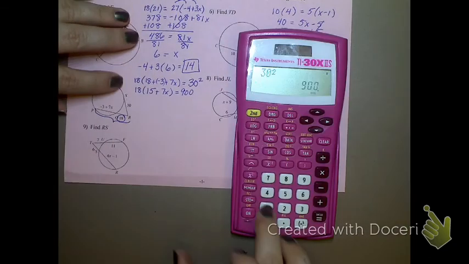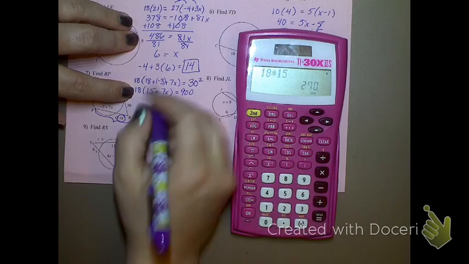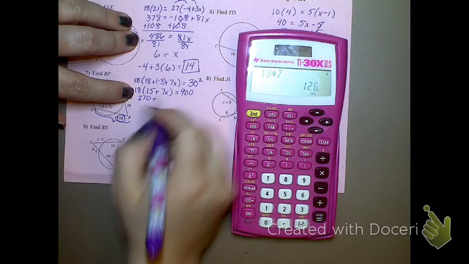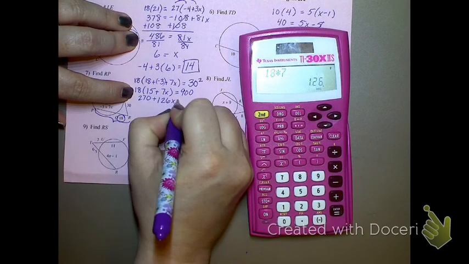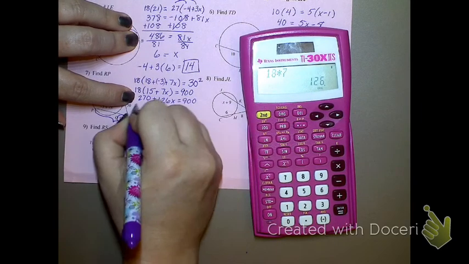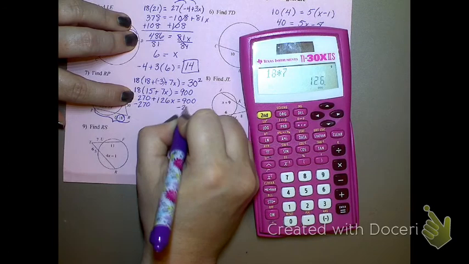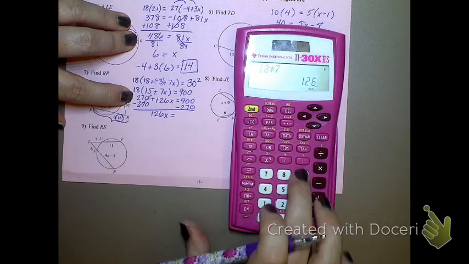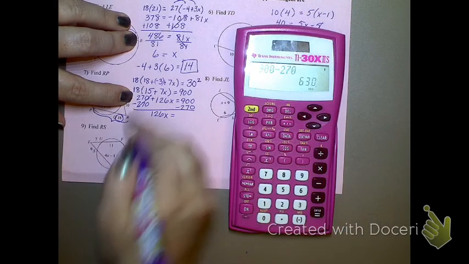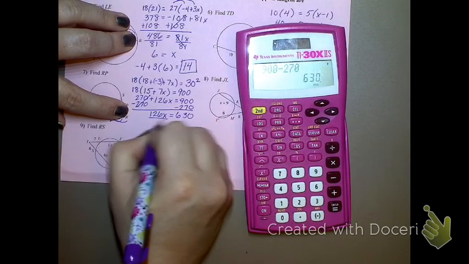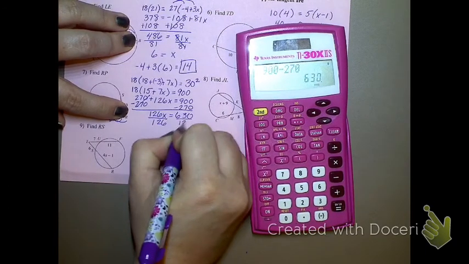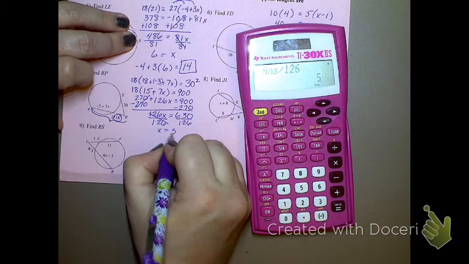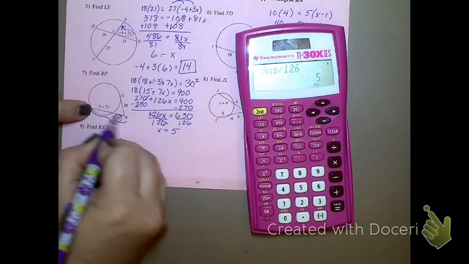So let's do some multiplying. 18 times 15 is 270 plus 18 times 7 is 126x equals 900. What am I going to do next? Subtract 270. That means 126x equals 900 minus 270, 630. Divide by 126. X equals 5. It's asking me for RP though, so I need this whole thing.